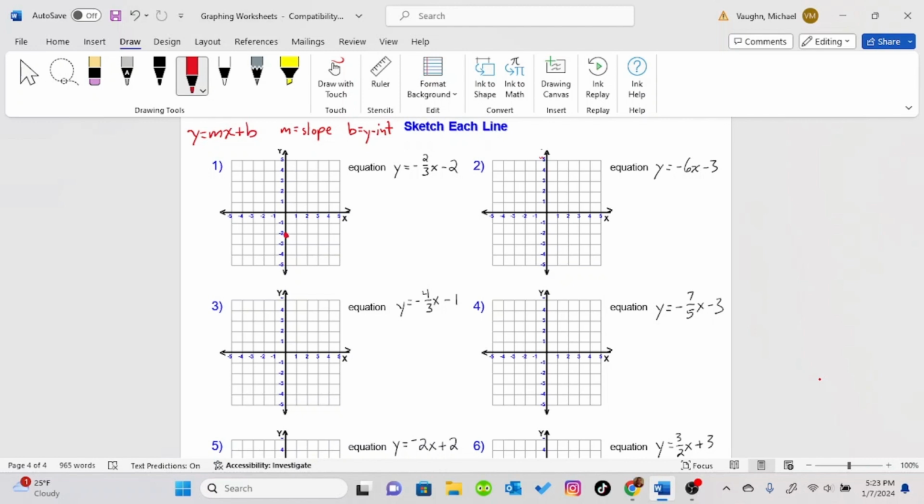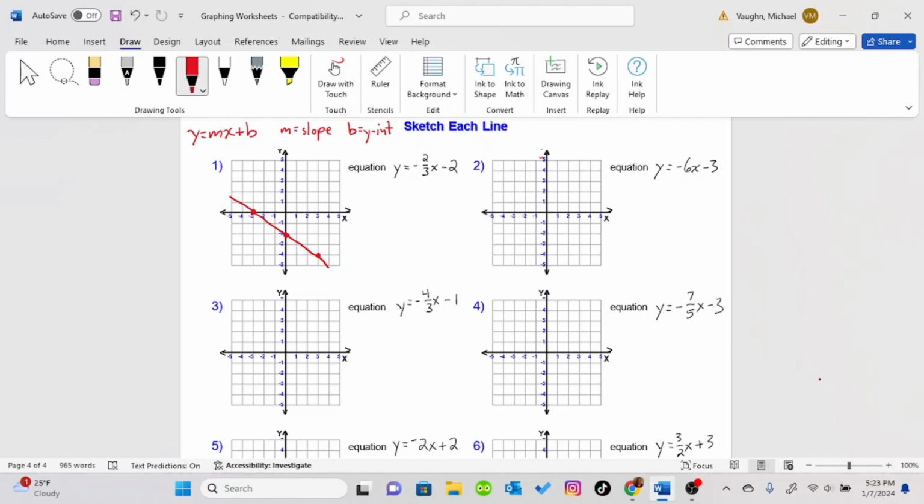We put our first point. The slope is negative 2 over 3. So we go down 2, right 3, and we put our next point. If we do the opposite, up 2, left 3, we get the previous point. And now we can draw the line connecting these, and we have our graph.